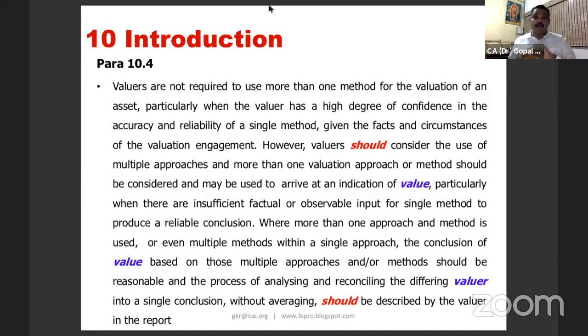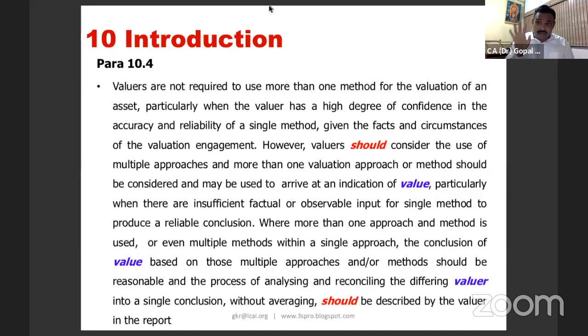However, valuer should consider the use of multiple approaches. So the first para speaks about method. The second para, however, speaks about approaches. And more than one valuation approach or method should be considered and may be used to arrive at an indication of value. Please underline this word, indication. That's all. Now, from this, you have to actually arrive at the right value.